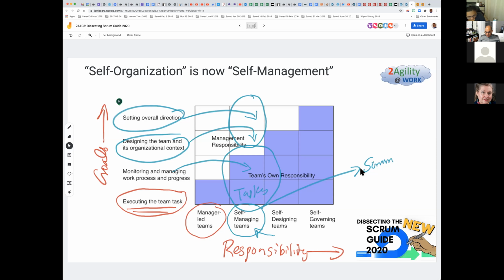Self-designing teams, which is what it was before, because it was self-organized, and self-organized could be either at the level of self-design or self-governing teams as well. So if you look at this, self-organized teams could be at these levels. They could also own the concept of designing the team, and they can also own the concept of setting an overall direction.